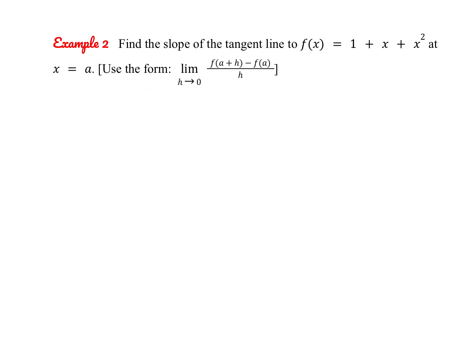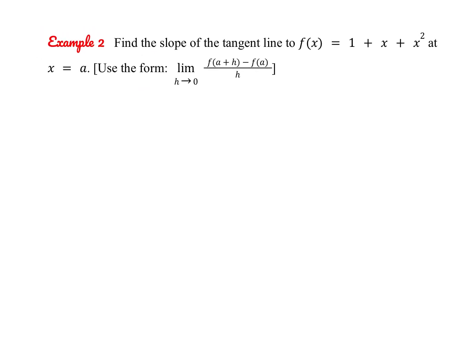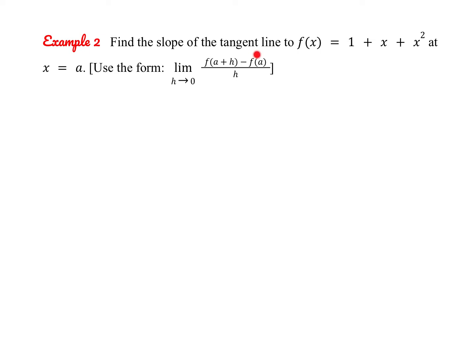All right, let's try another one together. So here we're going to find the slope of the tangent line to this function, f of x equals 1 plus x squared, at the point x equals a. So we're just finding the slope of the tangent line at this general value a. And this time we're going to try to use this form, the limit as h approaches 0 of f of a plus h minus f of a all over h.